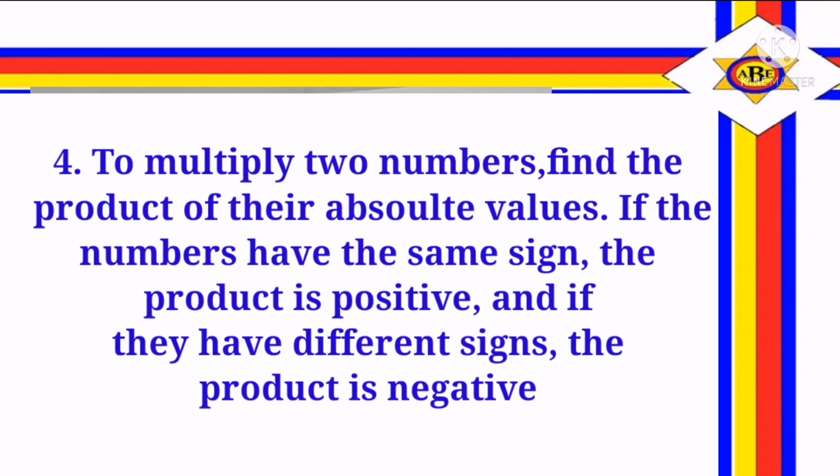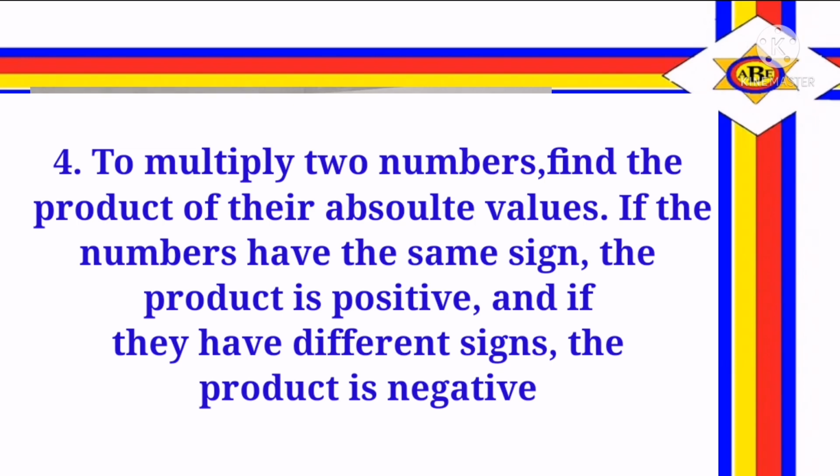Multiplication. To multiply two numbers, find the product of their absolute values. If the numbers have the same sign, the product is positive. And if they have different signs, the product is negative. Again, if the numbers have the same sign, the product is positive. And if they have different signs, the product is negative.